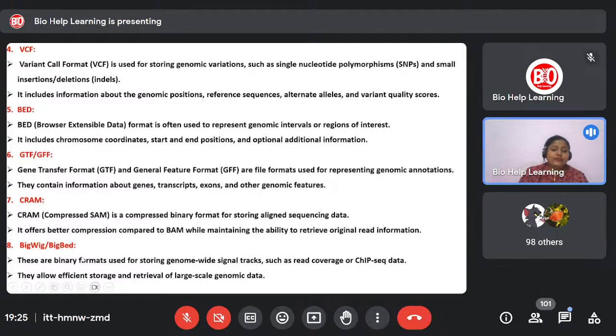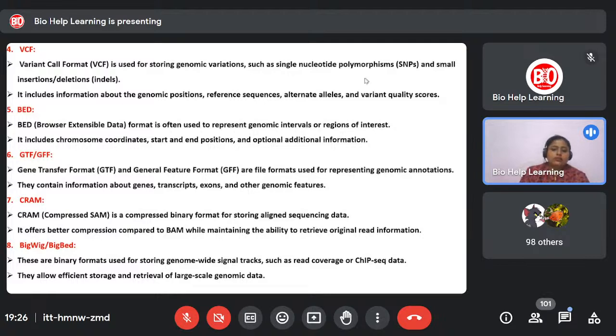And the eighth one is the last file format of NGS datasets, that is BigWig or BigBed. It is a binary format used for genome wide signal tracks and read coverage or ChIP-seq data, and they allow efficient storage and retrieval of large scale genomic data. See, if you visit any database and search based on your interest, suppose for example you want particular SNP data, you just go to the homepage of the database, search on that, and choose the VCF file format, which will provide you the information of SNPs, and you can further use and analyze that data. So those criteria you have to fix: which file format, which data you want.